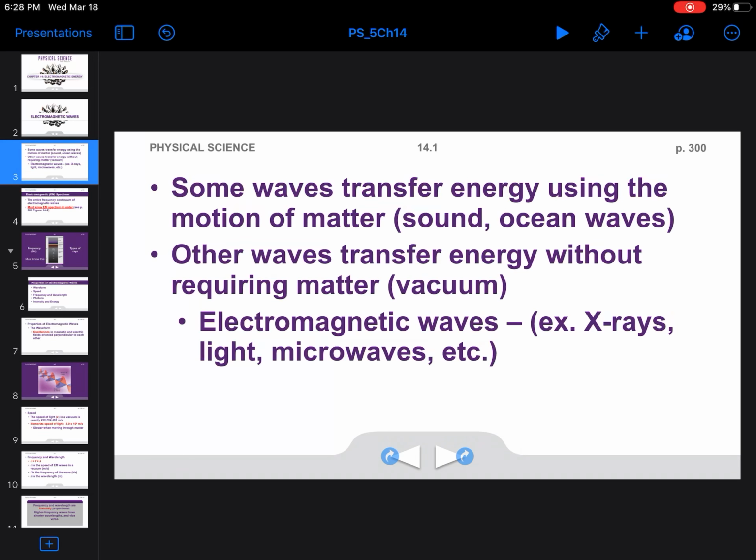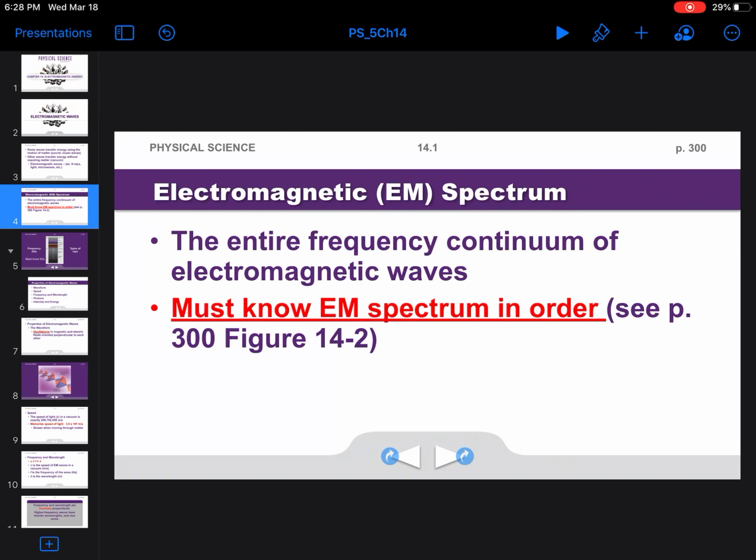Here you also see electromagnetic waves. You need to be familiar with those. You see the X-rays, light, and microwaves. These are all examples, and there are many other examples of electromagnetic waves. We also see here that the entire frequency continuum of the electromagnetic waves is the electromagnetic spectrum.